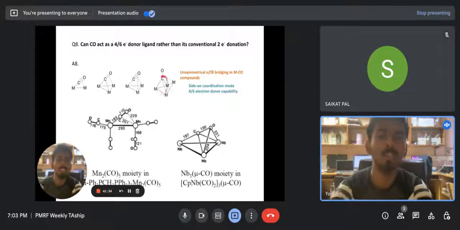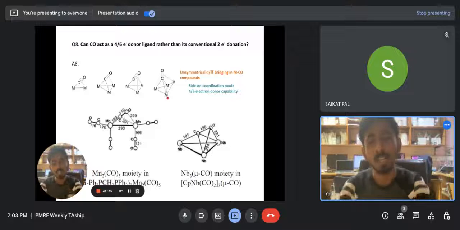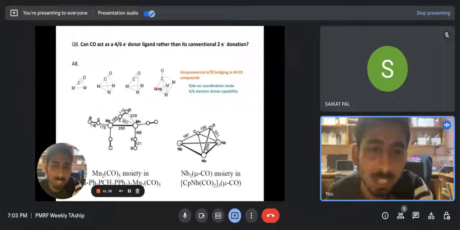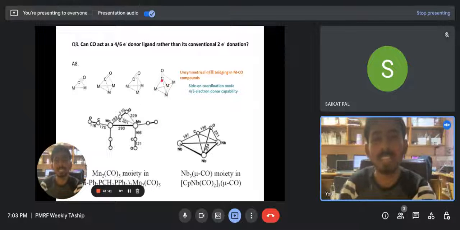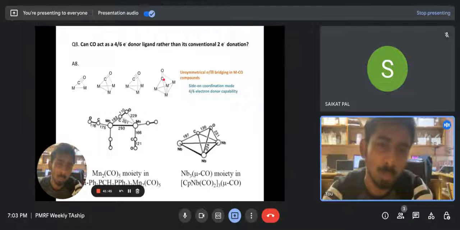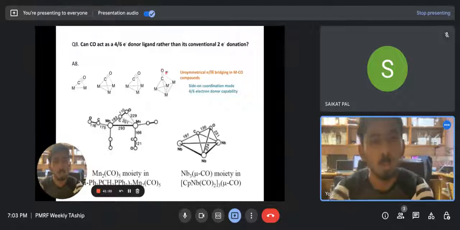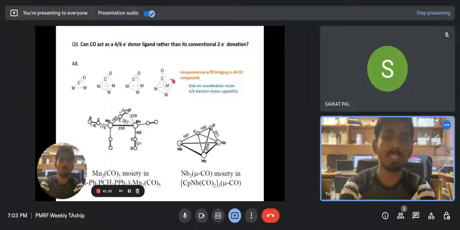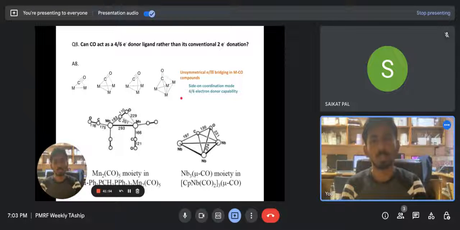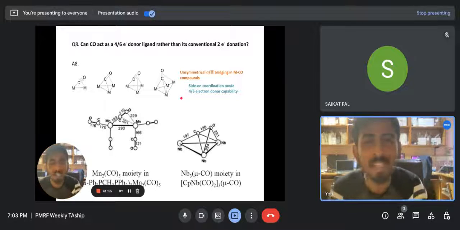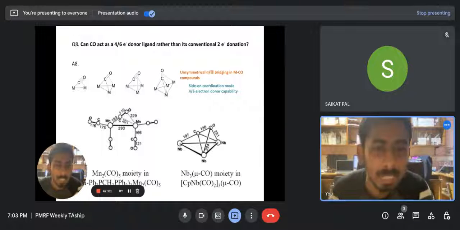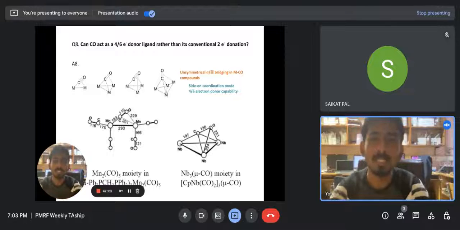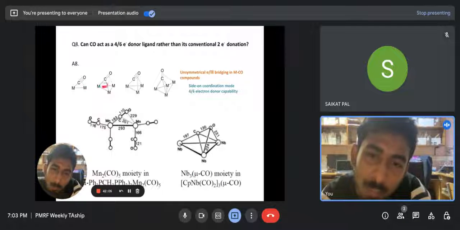And this is actually a very rare example where you can see there are four metal atoms, and the carbon center is having an interaction with this metal center, and also with this metal center and this metal center, but there is also a significant interaction of the CO carbonyl moiety with this metal center. So there can be several such modes of binding where this unconventional 4 or 6 electron donation is possible. These are actually having a side-on coordination mode with the metal center.